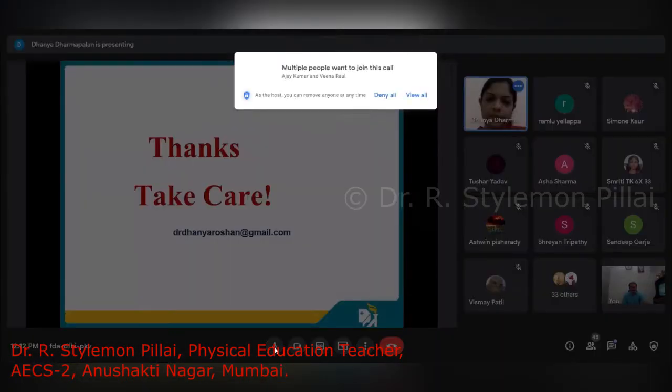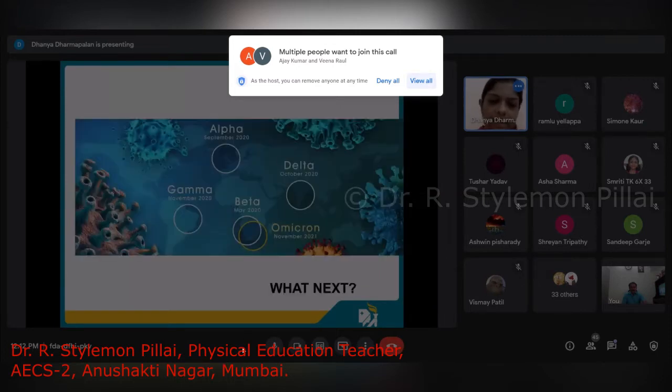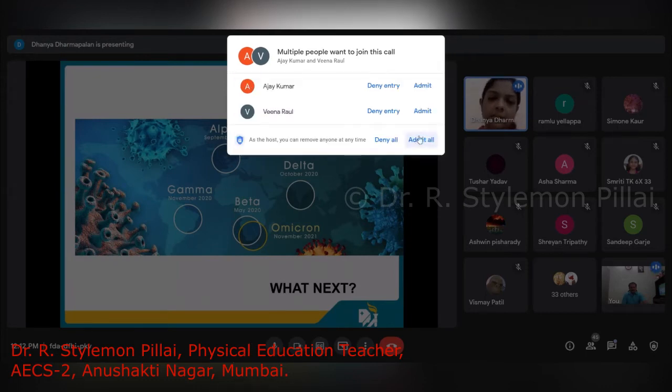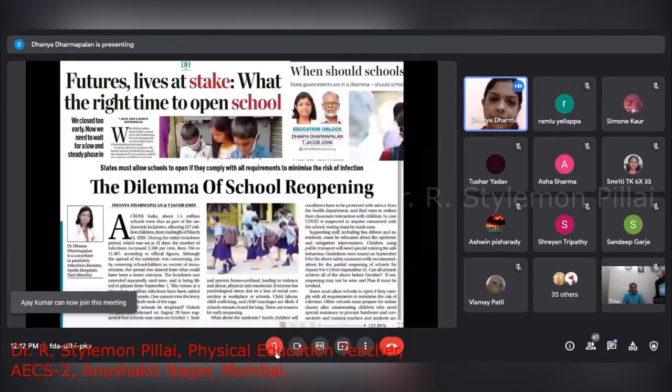Are there parents here today? So I just wanted to assure parents before I stop that I know parents are concerned there are these different variants that come out. And the last was Omicron, and nobody knows if something comes up next. But there has been a lot in the newspapers about the best time to open schools, when is the right time to open.